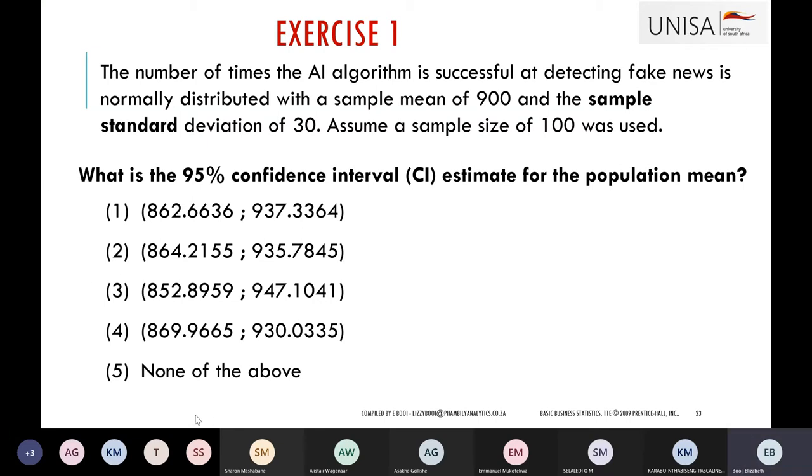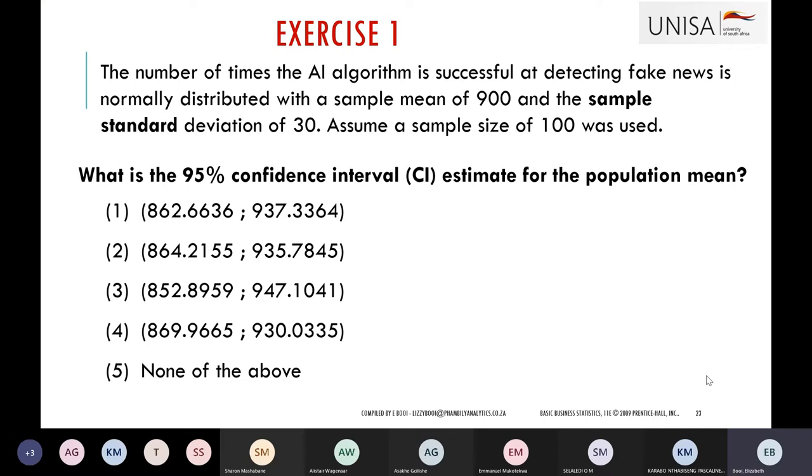Okay. Not getting any of the options. I'm going with option 5 reluctantly. Sfiso says option 5. Okay. Let's see.